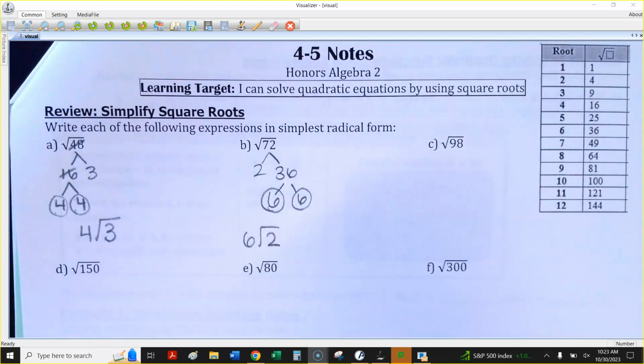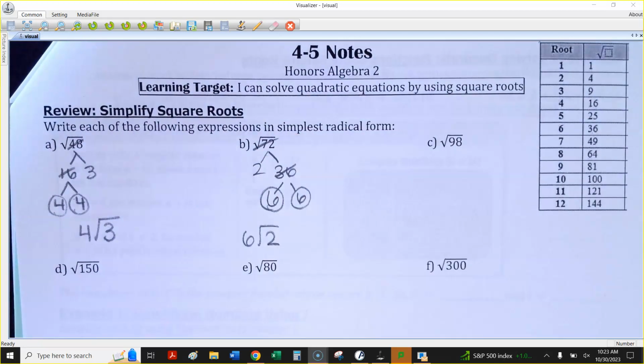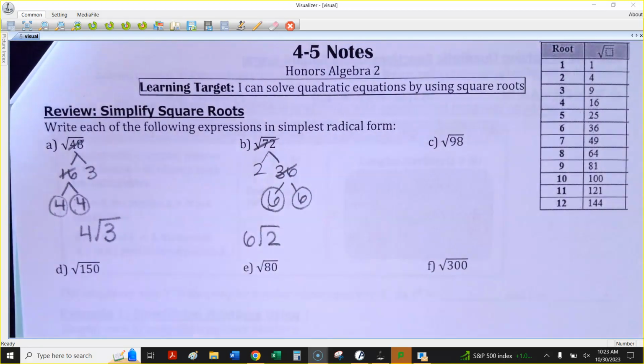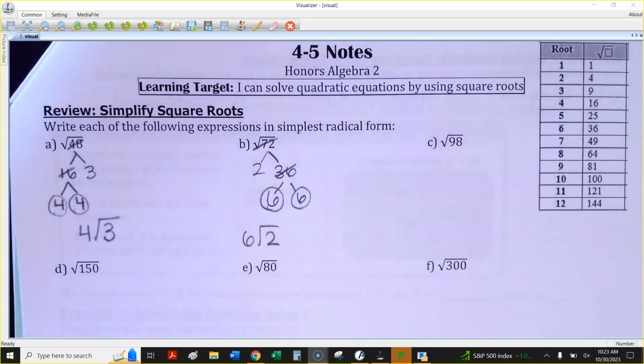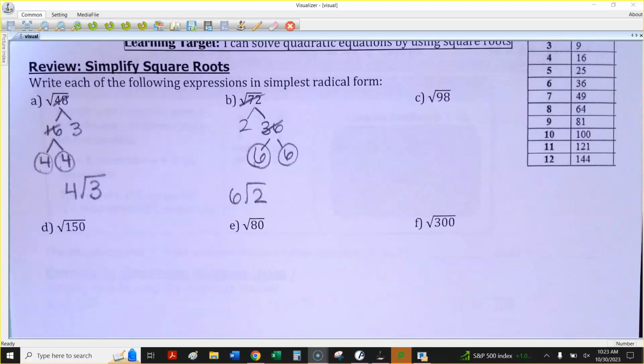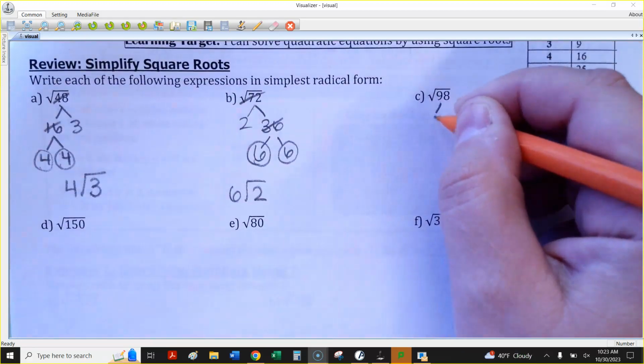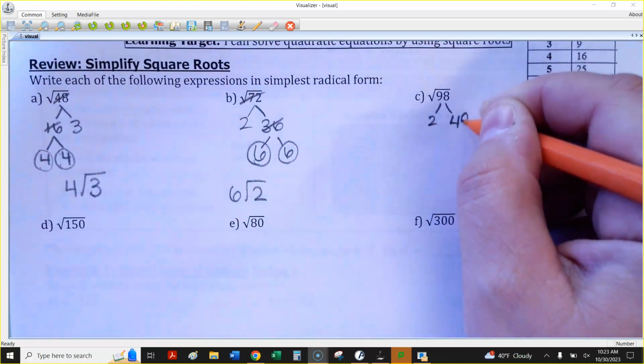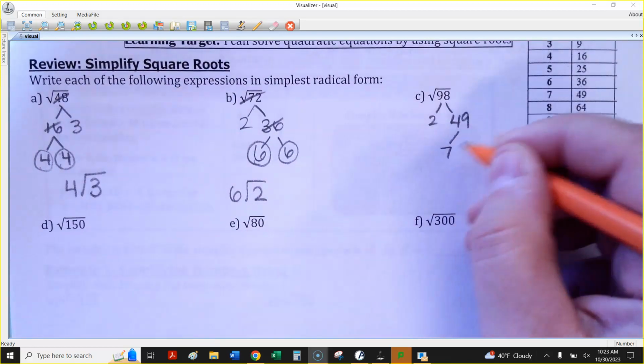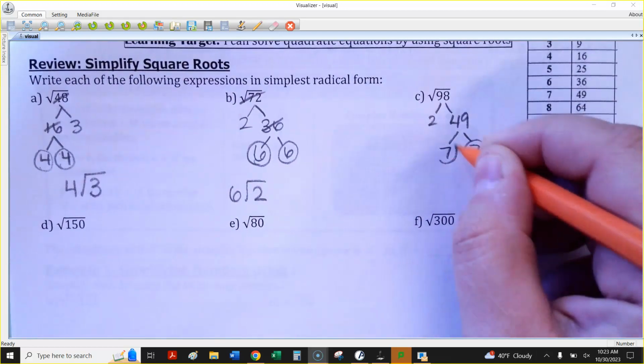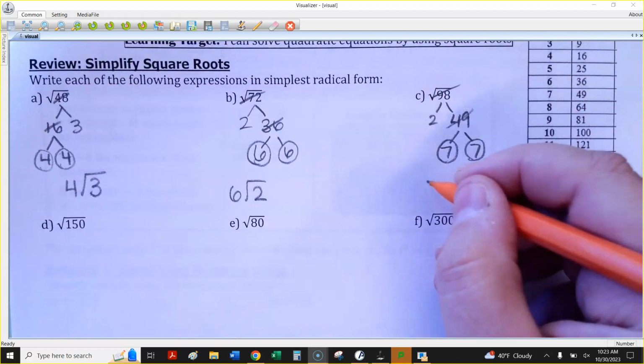And then I broke down the 36 and the 72. That 2 did not have a partner, so it's going to stay under the square root. If you have a pair of partners, they come out in front. Anything that doesn't have a partner stays under the square root. What about 98? 7 root 2 is what you're going to get. This would be 2 times 49 if you want to do the factor tree, and then 7 and 7. There's your partnership, broke down the 49, broke down the 98, so 7 root 2.